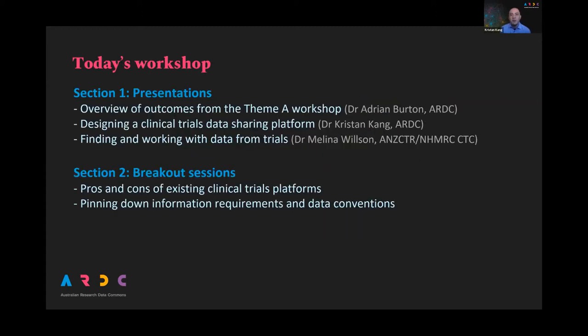Today's workshop is going to run for 90 minutes. We'll start with three short presentations. We'll hear back from Adrian, who will summarize some of our outcomes from the last workshop. I'll then explain how we build the foundations required of a data sharing platform in order to find the data that we need in the format that we need it. And Dr. Melina Willson will give us some insights into the issues she faces in locating and making use of the data she needs when reviewing clinical trials. We'll then break out into groups for around an hour to get your feedback on the topics raised.